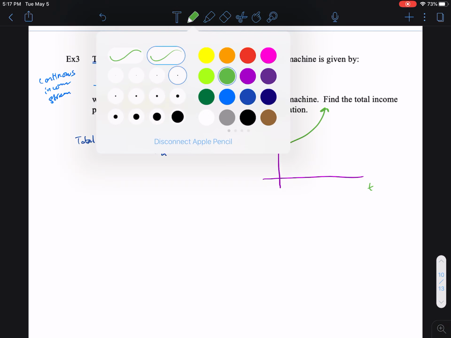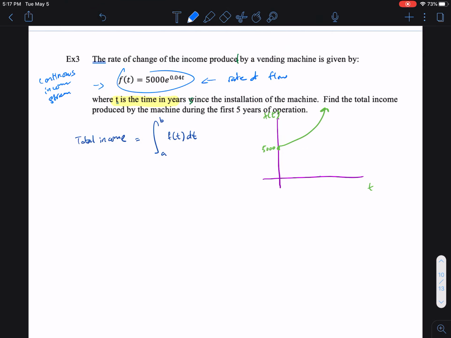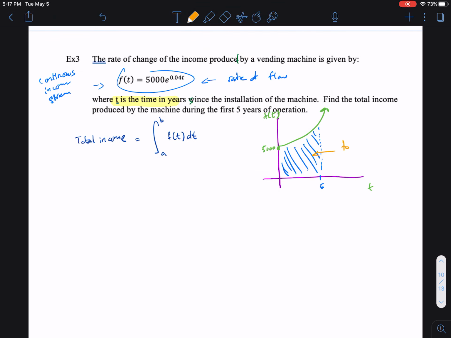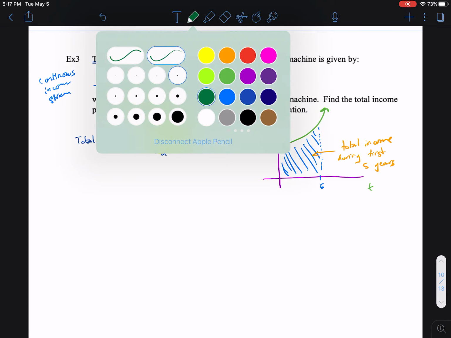So we want to look at the area. The definite integral will be described by the area from 0 to 5. So we're looking at this area here. This area is the total income during the first 5 years. And we're going to find that total income during the first 5 years using this definite integral setup here. All right, so let's go ahead and do that.